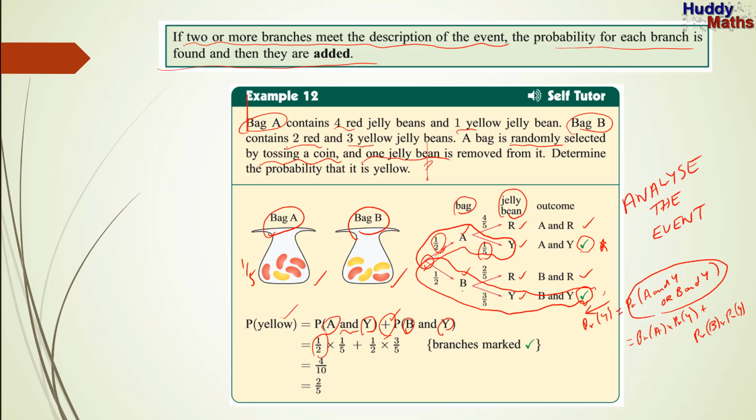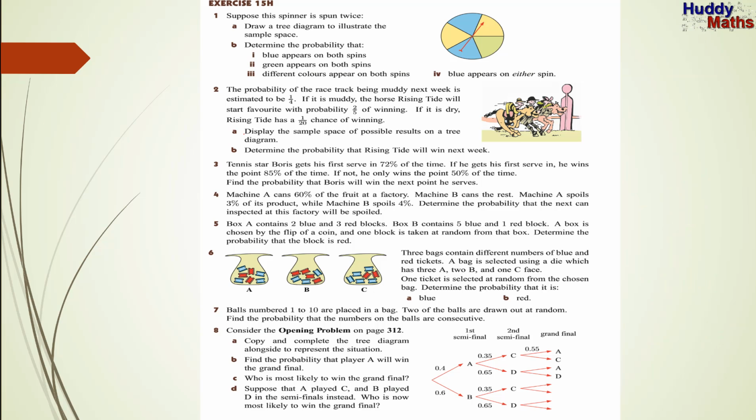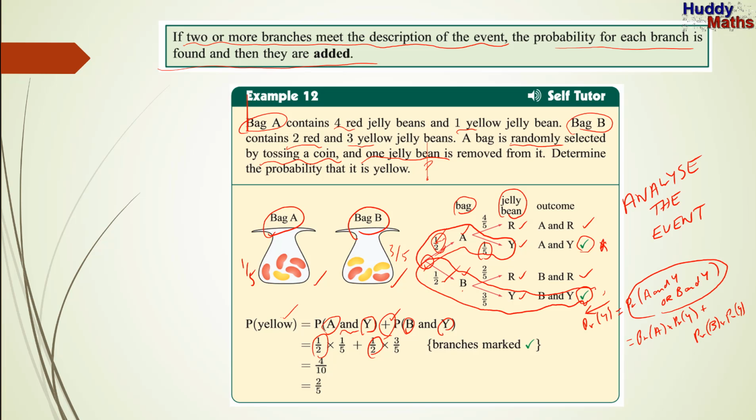Why is it a half? Because tossing a coin gives us a half chance of this one and a half chance of this one. And then once you are in bag B, you've got 3, here they are, 3 out of 5 yellows in there. Okay, so it's times 3 out of 5. So this is 1/10 plus 3/10, which is 4/10. Doing those two fractions and adding them.